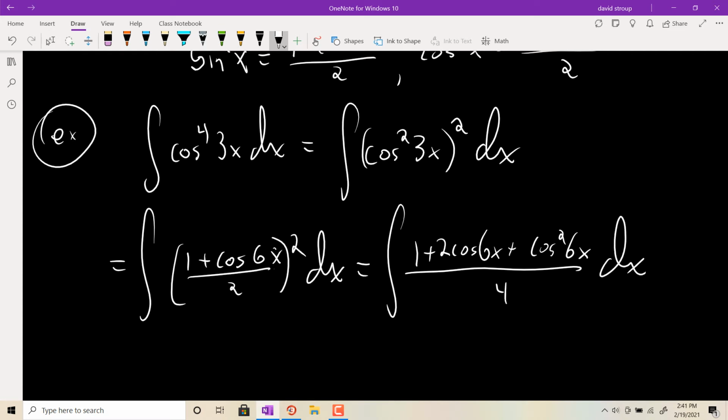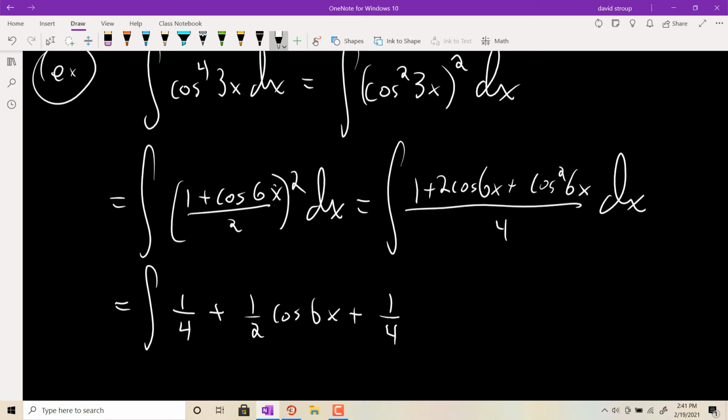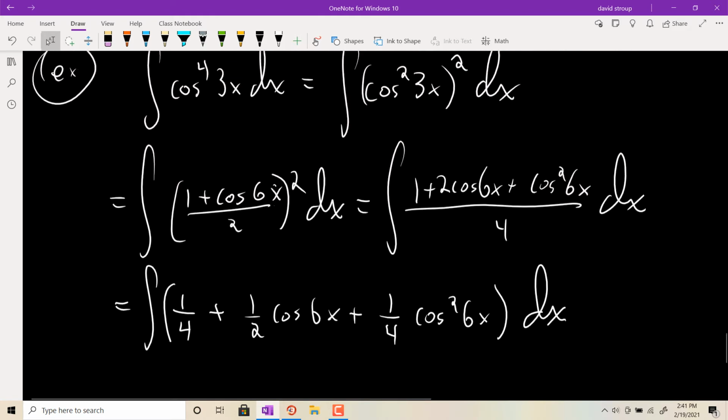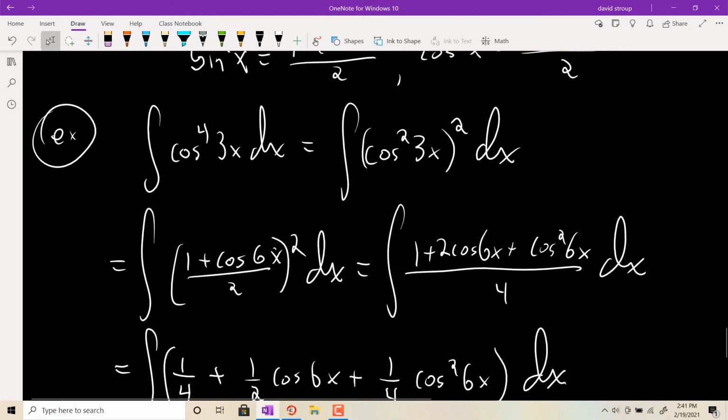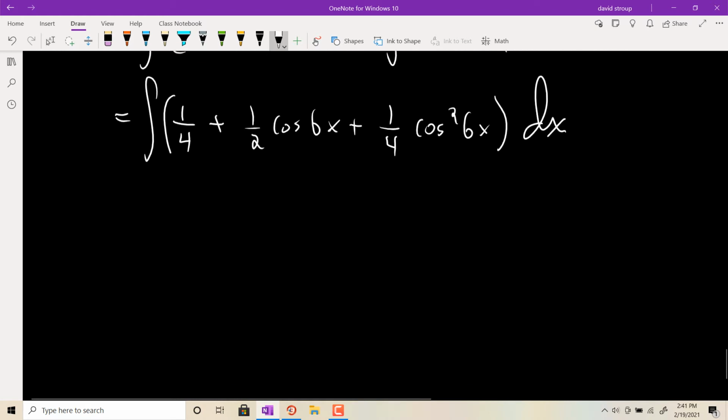4 dx. And then we're going to probably want to rewrite this as 1/4 plus 1/2 cosine of 6x plus 1/4 cosine squared of 6x. They may have called these power reduction formulas back in pre-calculus, because what you always want to do is reduce the power. So we reduce the power, this cosine to the fourth, into at least 2 terms that don't have powers, and we can integrate those. But this one still has a power on it, so use it again.